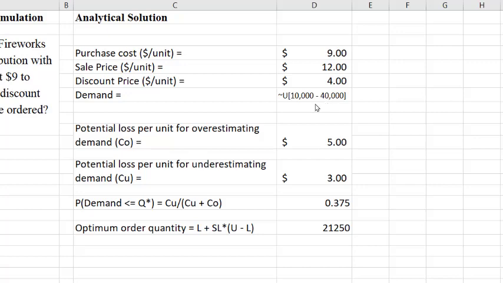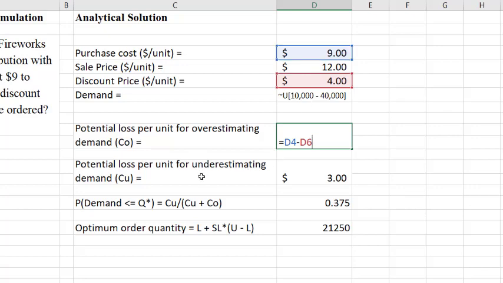So first we have to calculate what is called the potential loss per unit for overestimating the demand, or CO. That in this case is going to be the purchase price minus the discount price. This is for ordering too many units.